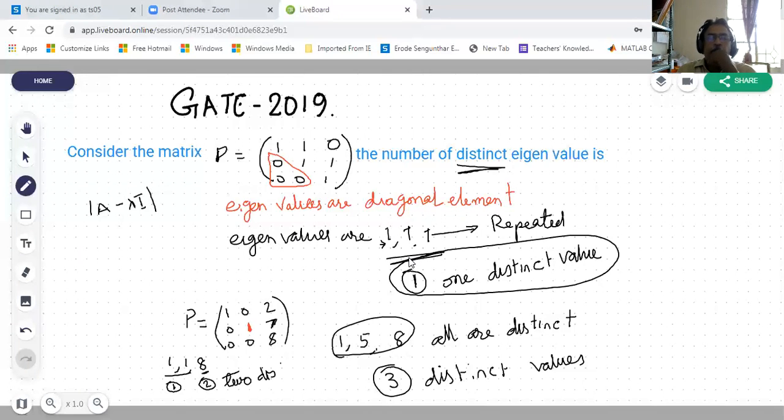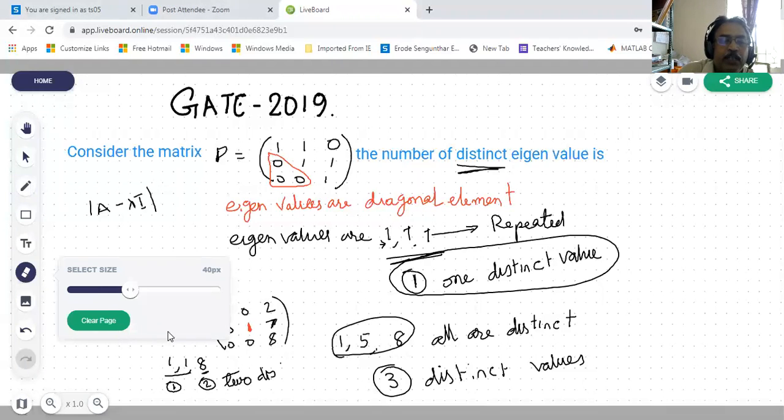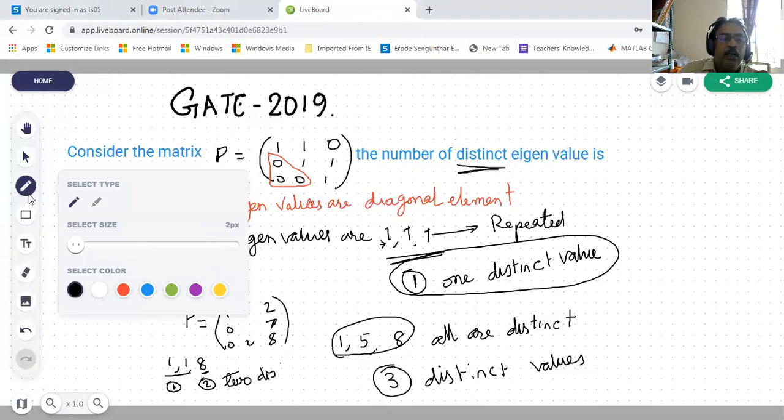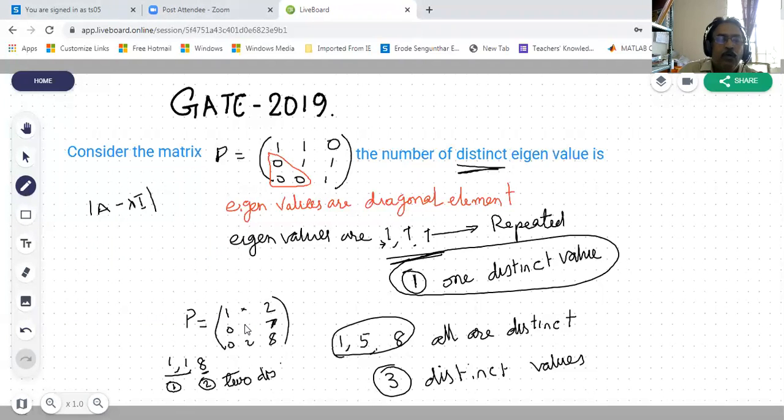Right? So whenever we have a problem like this, we have 1, 5, and this one can take any value. This may be 2, this may be 5, and this may be 0. The diagonal elements are 1, 5, 8. These 3 values are distinct, they are not repeated. So the number of distinct values is 3.